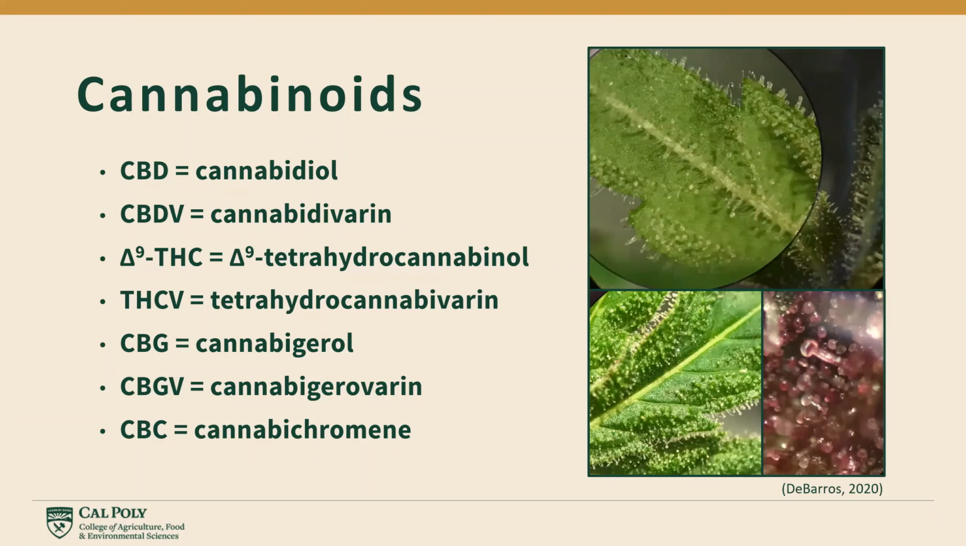We also tested for THC, which is delta-9 tetrahydrocannabinol, like I mentioned earlier. And this compound is the notorious psychoactive cannabinoid in cannabis. Some other cannabinoids we tested for were THCV, CBG, and CBGV, as well as CBC.